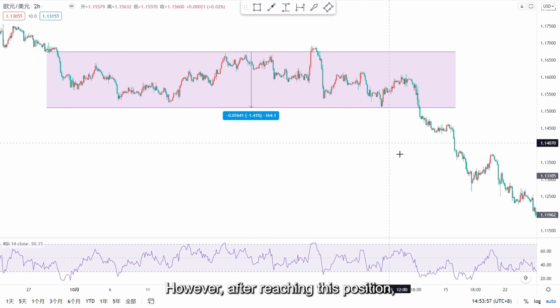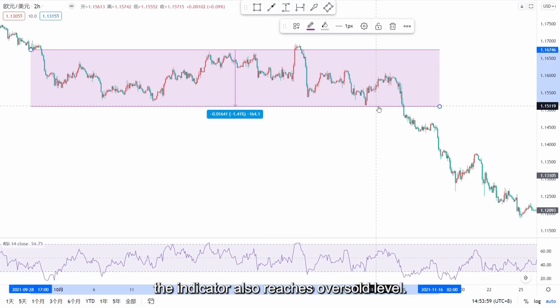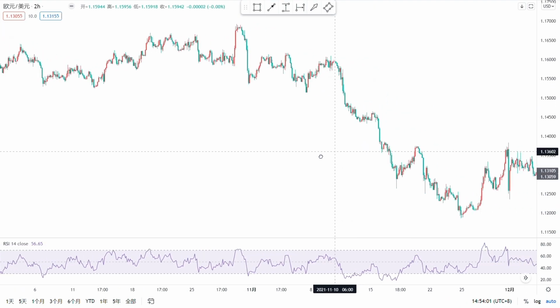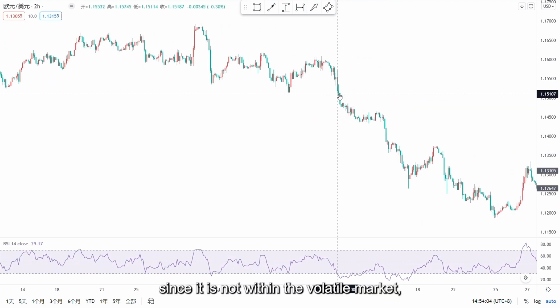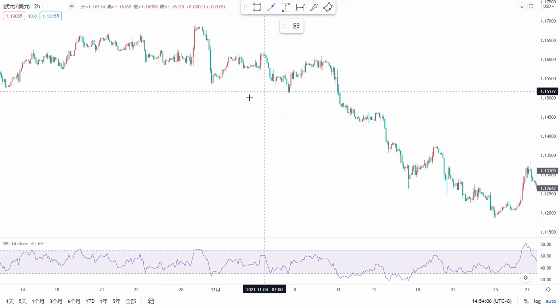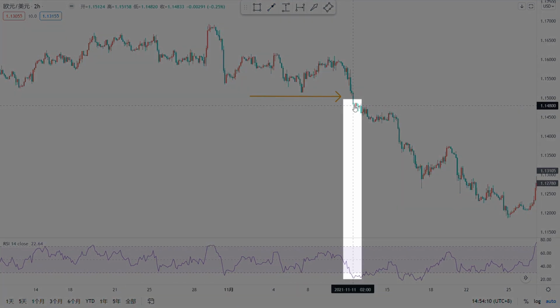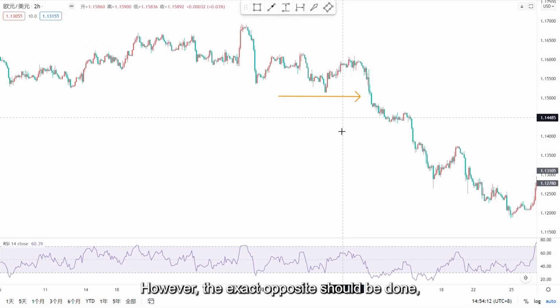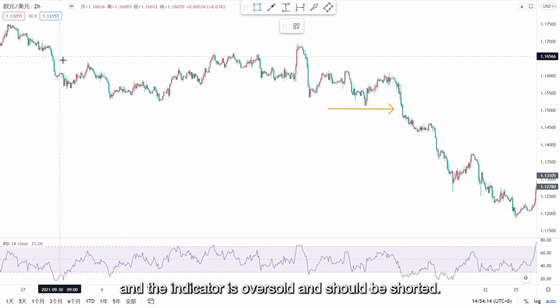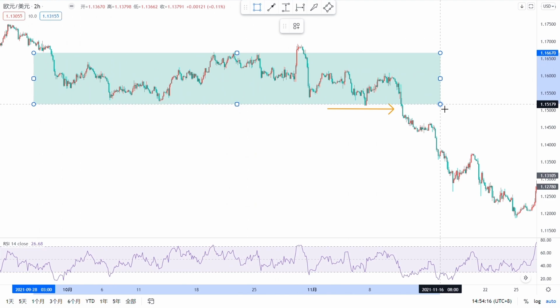However, after reaching this position, the indicator also reaches oversold level, but as mentioned before, since it is not within the volatile market but a breakout, the RSI reading here reaches 22. However, the exact opposite should be done: the indicator is oversold and should be shorted.